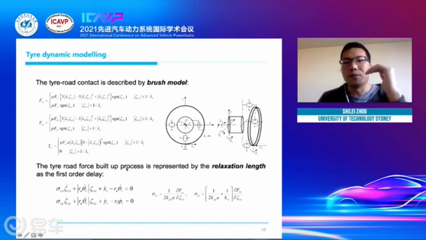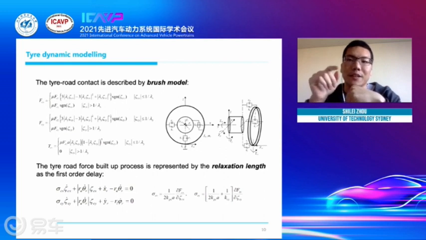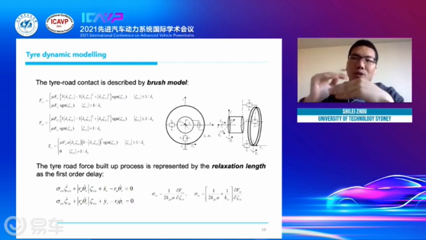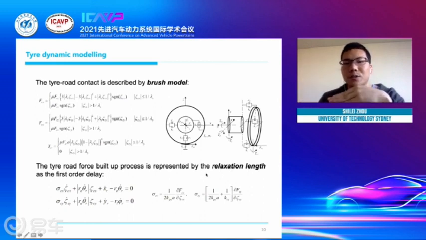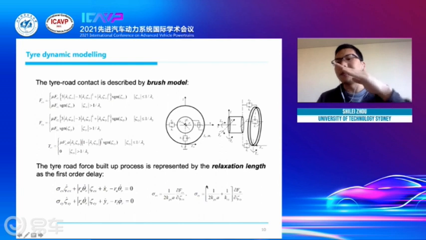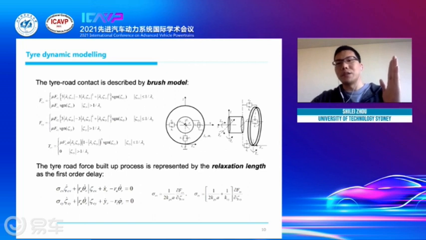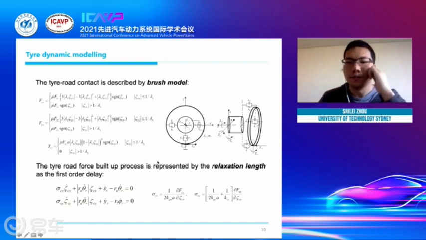And the build-up of the tire-road force is not a direct process. That means when there is a tire slip, it doesn't mean there will be force directly, and that the force will be acting on the vehicle body directly. There is also a transient or dynamic process. We use the relaxation length to describe this process. Relaxation length means when there is a tire slip, the tire needs to roll for a certain distance to make sure the force is fully generated. It's not just generated at the instant when the slip occurs.